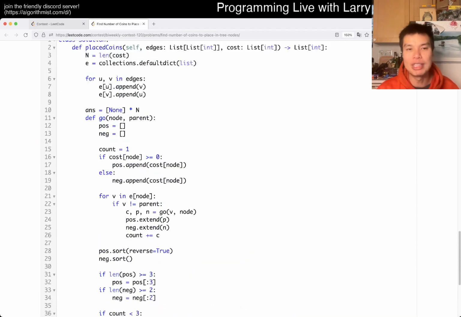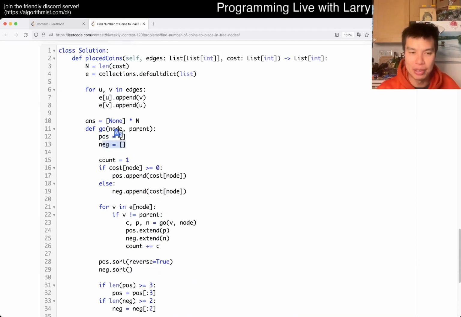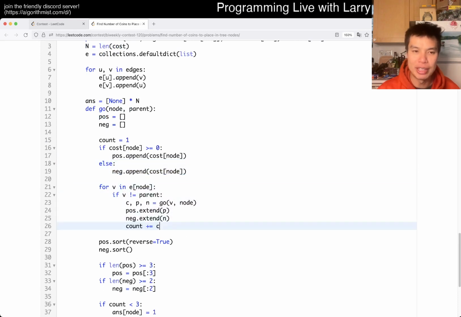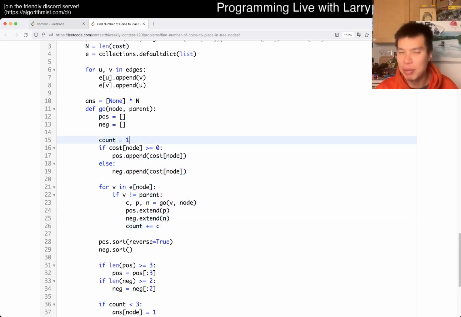And here we just keep track of the positive and the negative numbers. As we said, we just keep track of the positive numbers and the negative numbers, separate them out. We do a recursion. We count the number of nodes in the subtree. Hopefully, I don't have to explain that, because you probably shouldn't be attempting hard problems if you haven't gotten the basics down. But yeah, so here is just recursion and throwing the answer up.